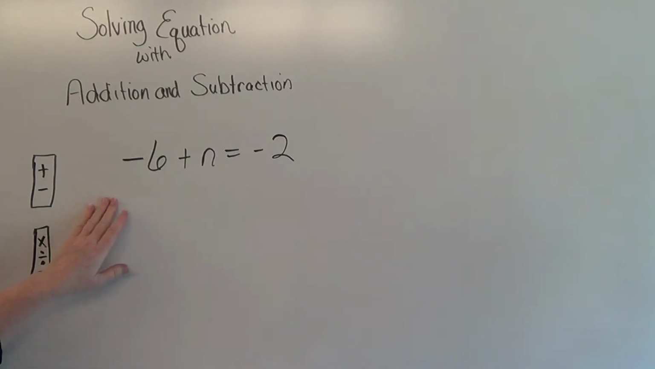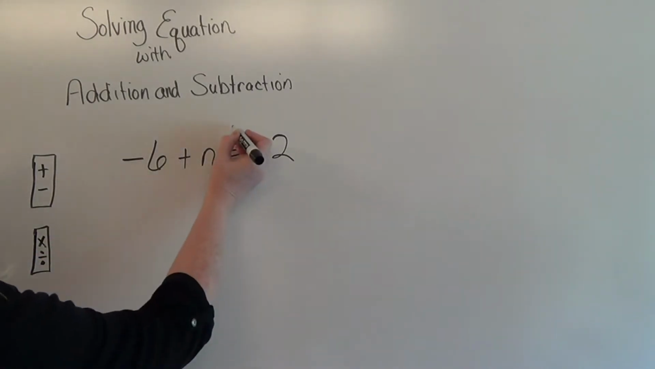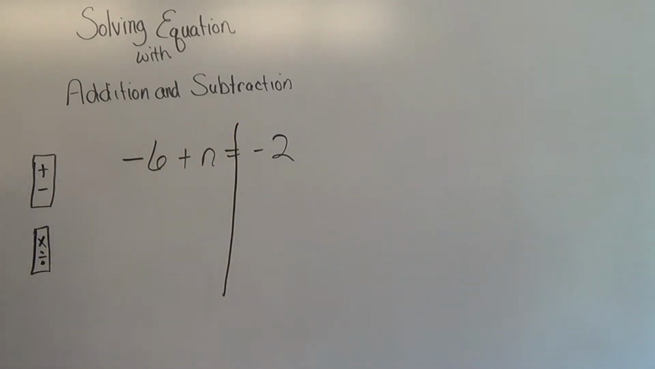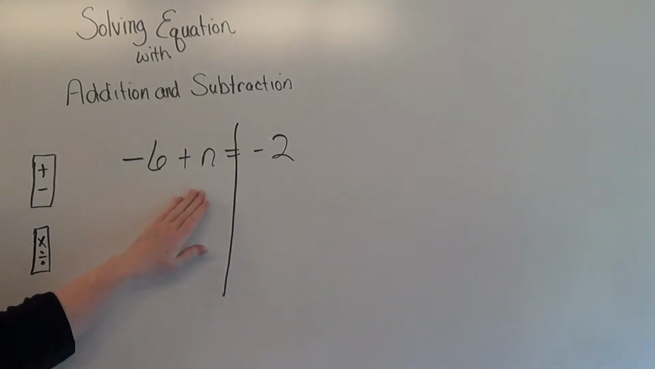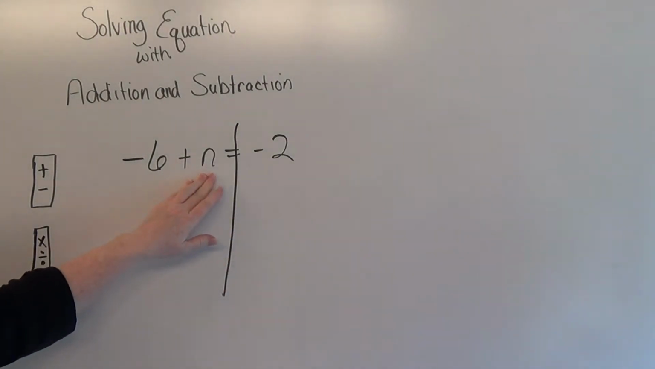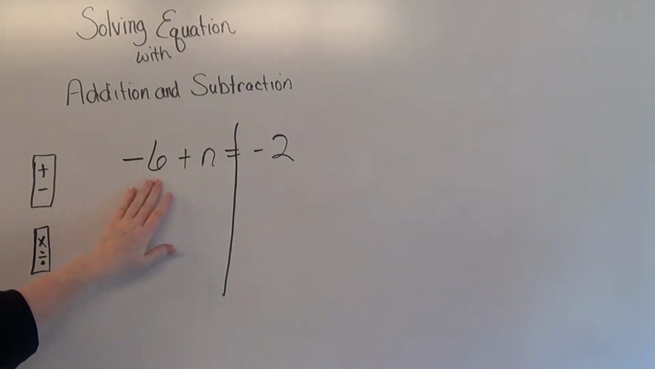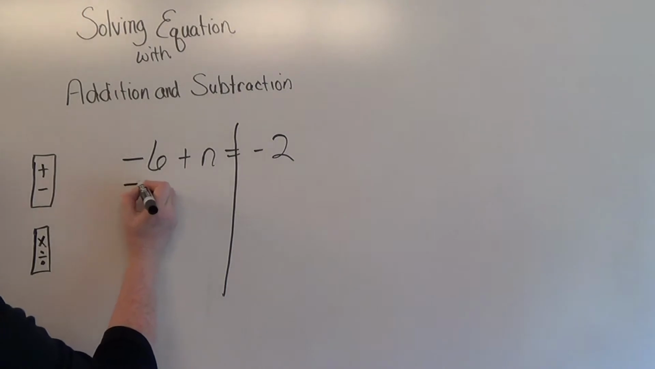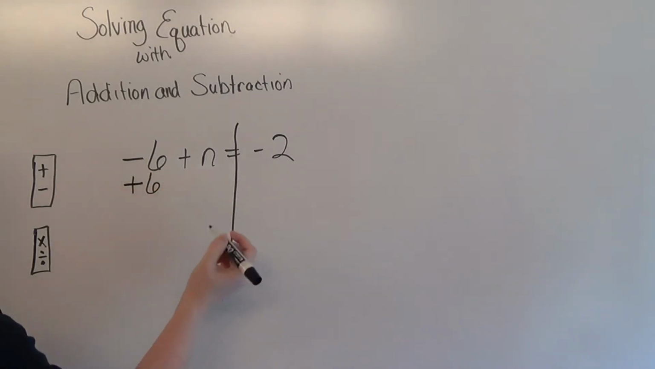Alright, in this problem, we're going to cut it into two pieces, the left and the right. Look for the variable, it's on the left, there's an n. What is over here with the n? Well, there's a minus 6, or you could think of a negative 6. Well, what's the opposite? The opposite of negative 6 is positive 6. So the inverse operation will be to add 6.